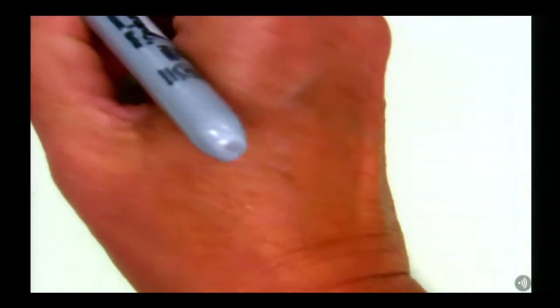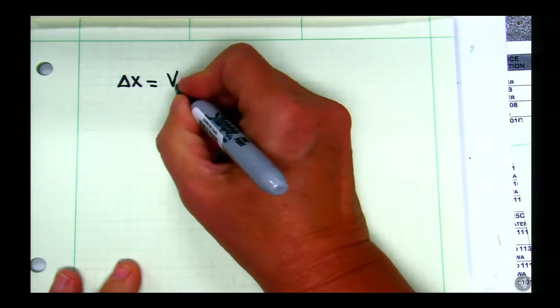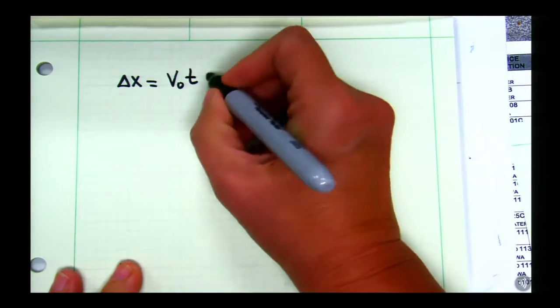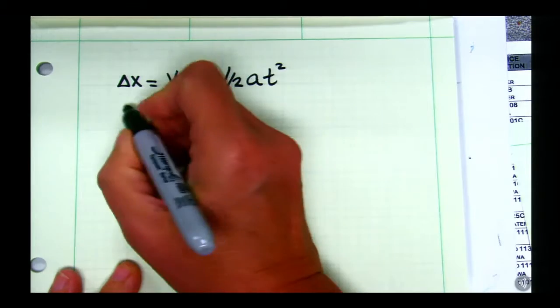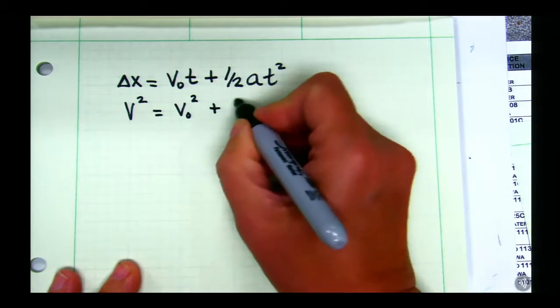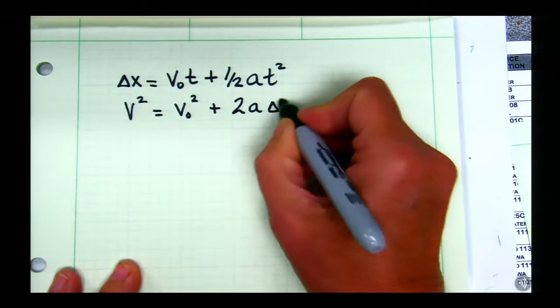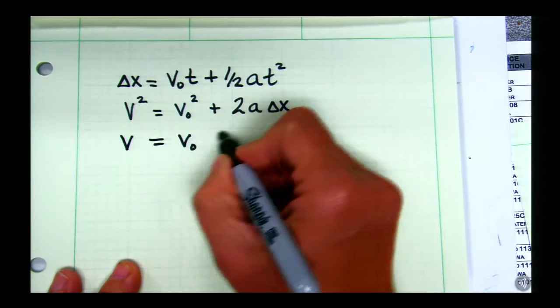So my general equation, if I'm in the x direction: change in position is equal to my initial velocity times time plus 1/2 a t squared. Then I have velocity squared is equal to my initial velocity squared plus 2 times my acceleration times my change in position. And then I have velocity is equal to initial velocity plus a t.